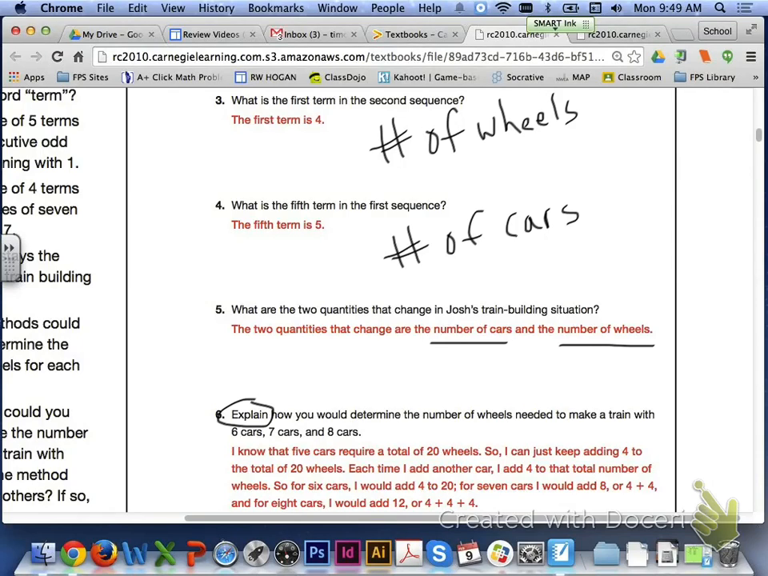For number 6, explain how you would determine the number of wheels needed to make a train with 6, 7, and 8 cars. You know that 5 cars require a total of 20 wheels, so you can just keep adding 4 to the total of 20 wheels. Each time that you add another car, you're adding 4 to that total number of wheels. So for 6 cars, you would add 4 to 20. For 7 cars, you would add 8. And for 8 cars, you would add 12.